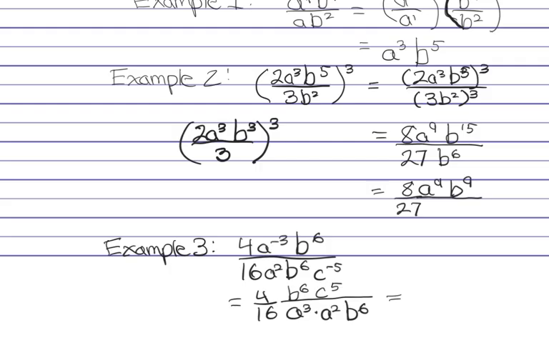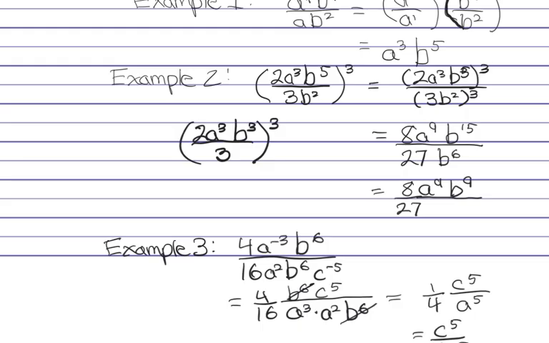Now I'm going to simplify the 4/16 to become 1/4. And then I want to cancel out the b's because they're both b to the 6th. So 6 minus 6 is 0, so they're gone. And then I have c to the 5th over, and then down in the bottom, I've got the a cubed times a squared. 3 plus 2 would be 5. So I'll have an a to the 5th in the denominator. So my final answer is c to the 5th over 4a to the 5th. I could rewrite it like this, just to make it all in one. And there's my final answer.